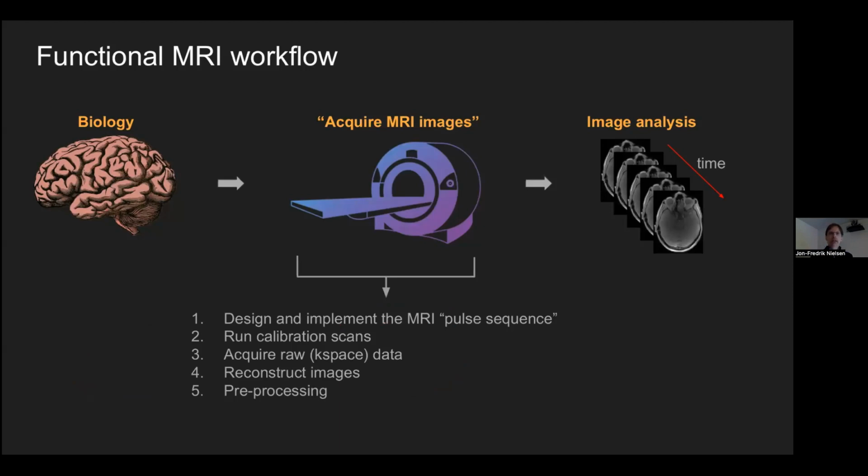And so if we look at that in a little more detail, what does acquiring MRI images mean? It means implementing the whole sequence that runs on the scanner, and calibration scans. You have a choice there as to what calibration scan to use. And of course, you have to acquire the data and then reconstruct the images, and potentially there's some pre-processing like Gibbs ringing reduction or something. So that's the whole process. And once you have those images, you can analyze them. Each step here potentially impacts image quality.